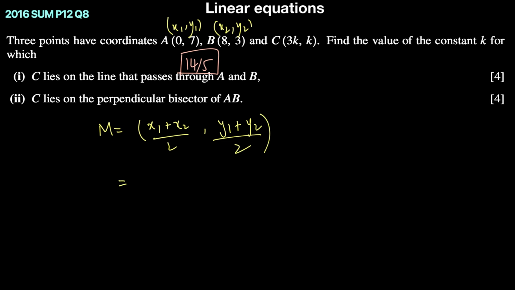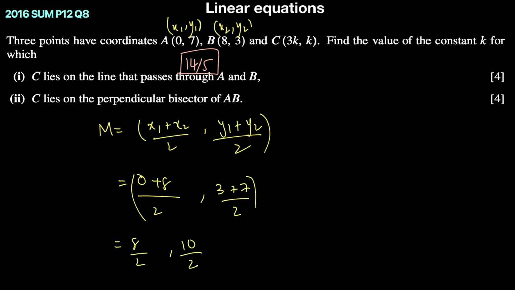So we're going to take the same values of x1 and y1 for A and x2 and y2 for B. When we plug in those values, we get (0 plus 8 over 2, 3 plus 7 over 2). So we get (8 over 2, 10 over 2). So the midpoint is equal to (4, 5). So that's the value of our midpoint.